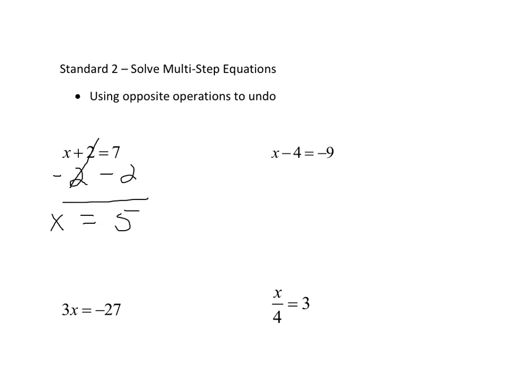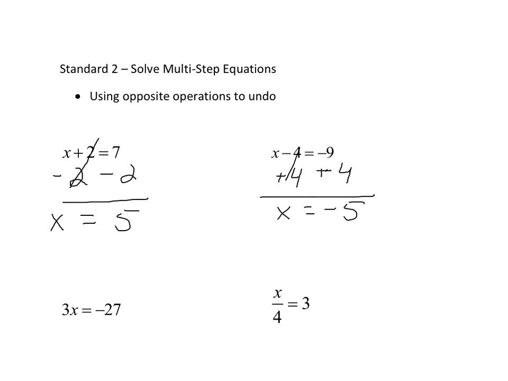So let's look at this next one here. x minus 4 equals negative 9. So in this one, I'm subtracting 4 from x, so I'm going to have to add 4 to the other side because I'm using opposite operations to undo. And negative 9 plus 4 is negative 5. Same deal, I'm going to add 4 to this side. Negative 4 and the positive 4 cancel out, so x equals negative 5. Does that make sense? Negative 5 minus 4 does equal negative 9.